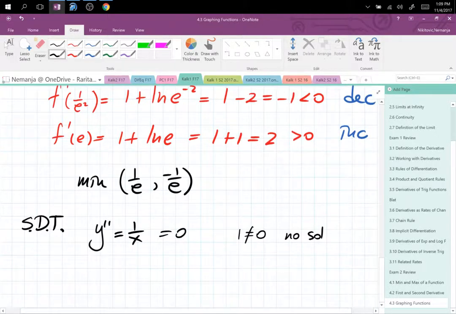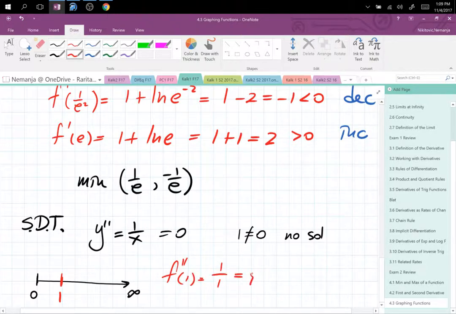So the entire domain is one partition from 0 to infinity, because we have no vertical asymptotes between 0 and infinity. There is a vertical asymptote at 0. And there are no vertical asymptotes between 0 and infinity, and there are no inflection points either. So the whole thing is one partition. Pick one point. We can pick 1. Calculate the second derivative at 1, which is 1 over 1, which is 1, larger than 0, and the whole thing is concave up. So this problem is done.